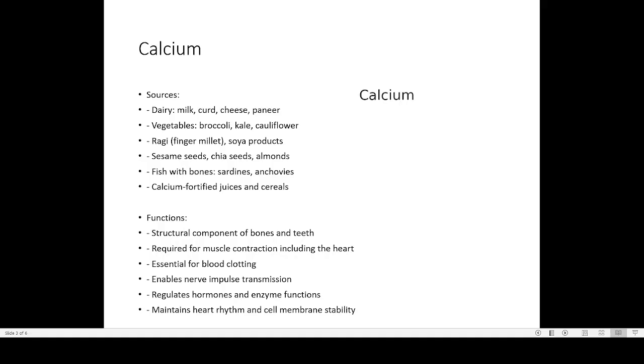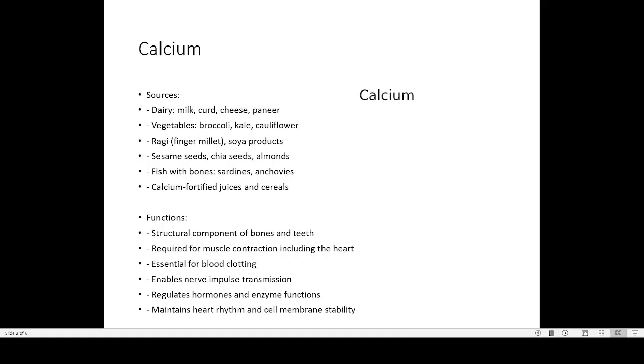Anchovies and similar fish will also be good for improving the amount of calcium available for your body. Then calcium fortified juices and cereals are also there. So these are some important sources of calcium.